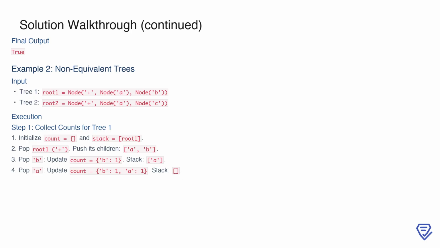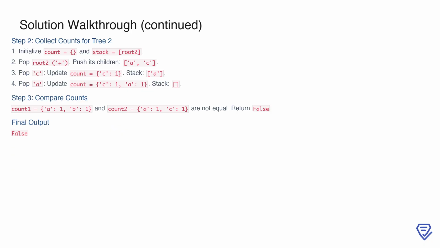Tree 1 still has the root node plus with children a and b, but tree 2 has the root node plus with children a and c. As before, we start by collecting counts for tree 1. The process is similar. We initialize the dictionary count and stack, pop the root node, push its children onto the stack, then update the dictionary as we process the leaf nodes. The result for tree 1 is the dictionary {a: 1, b: 1}.